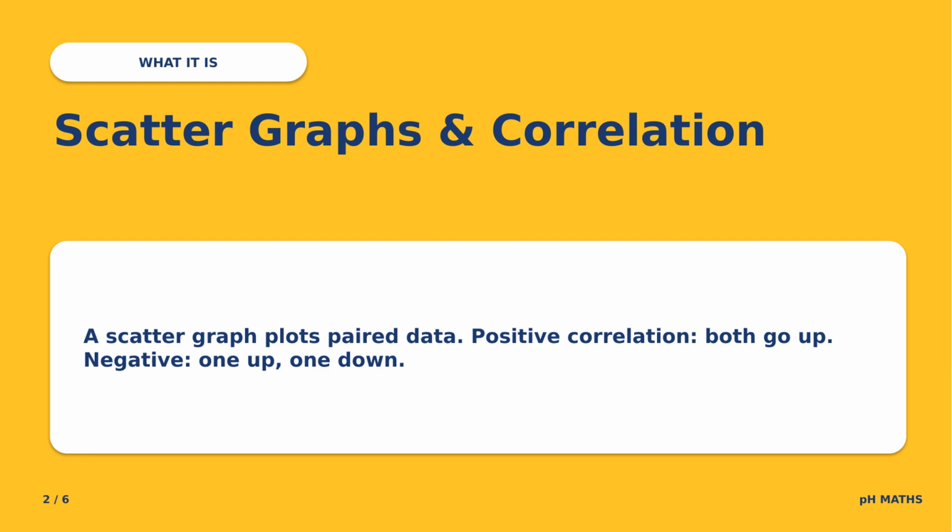Definition. A scatter graph plots paired data, one variable on each axis, one dot per data point. Positive correlation, both variables go up together. Negative correlation, one goes up while the other goes down. No correlation, the points form a cloud. No clear pattern.